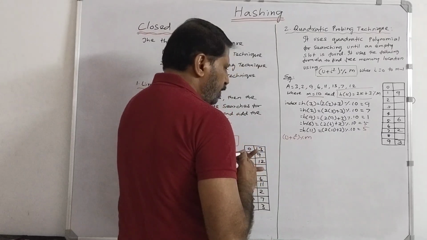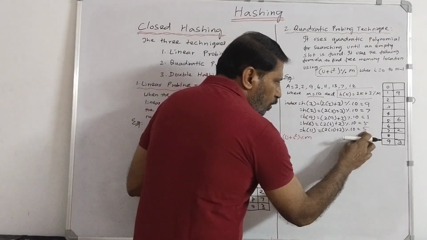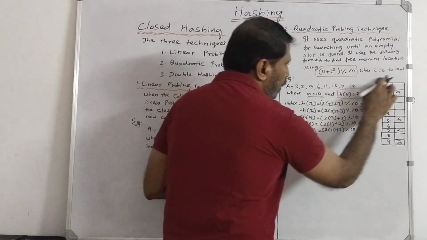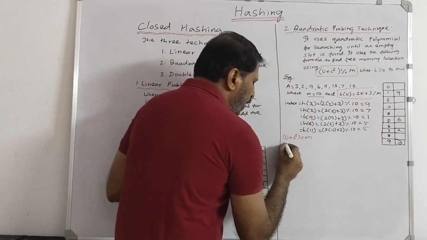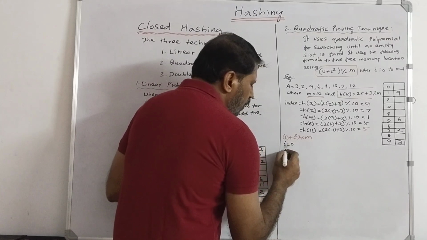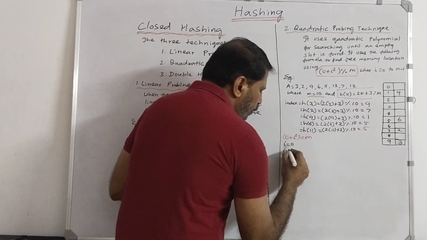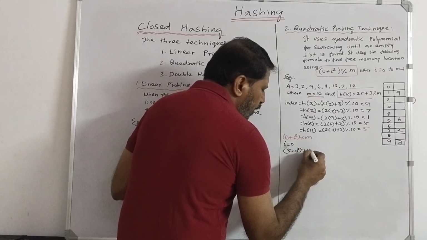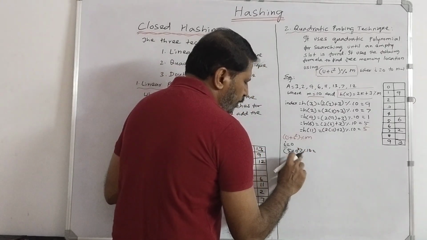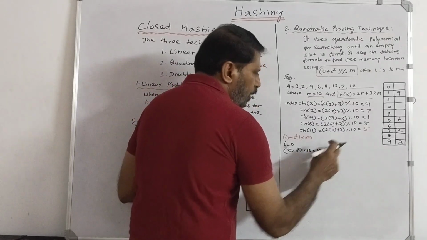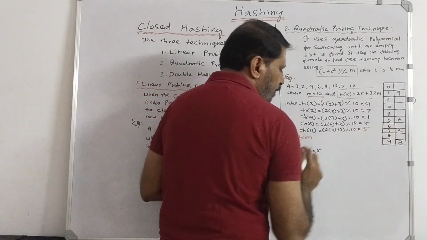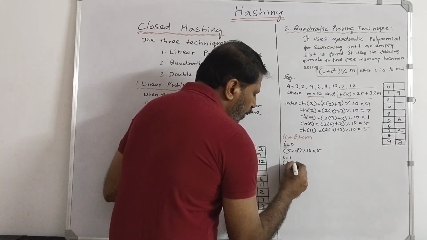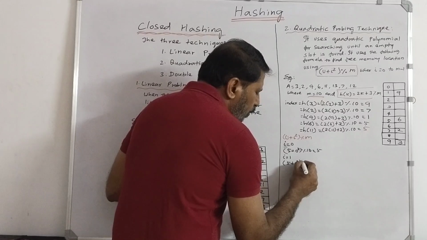So what is u plus i square? u is nothing but the collision memory location, which is 5. We use this formula with i equal to 0 to m minus 1. So i becomes 0 now. So u is 5, plus 0 square, modulo 10. 5 plus 0 square is 5, and 5 modulo 10 is 5. But 5 is already filled. That's why we go for i equal to 1. What is i equal to 1? 5 plus 1 square modulo 10.